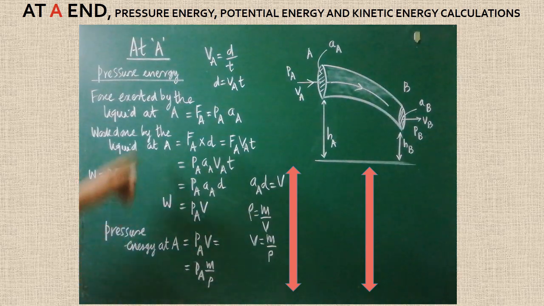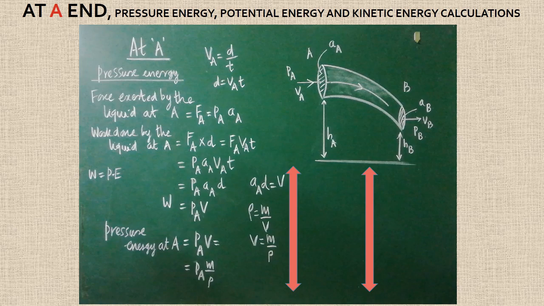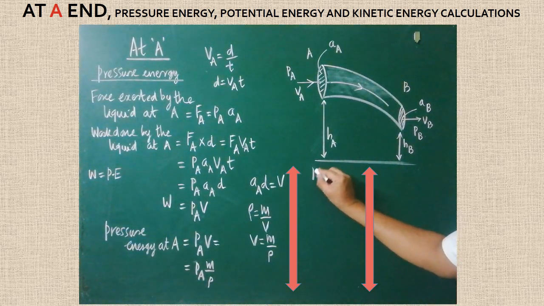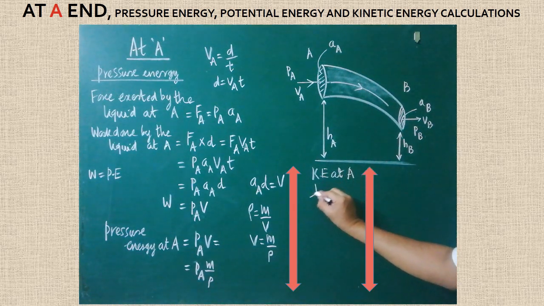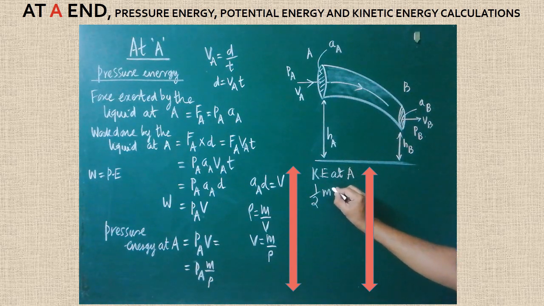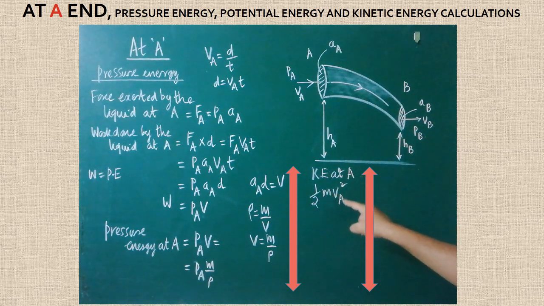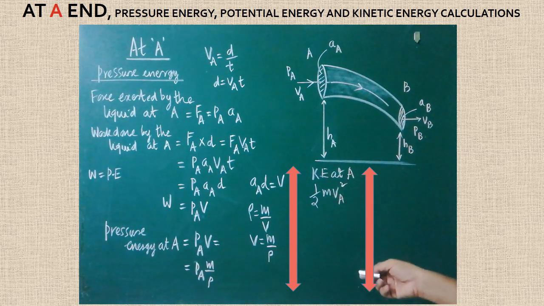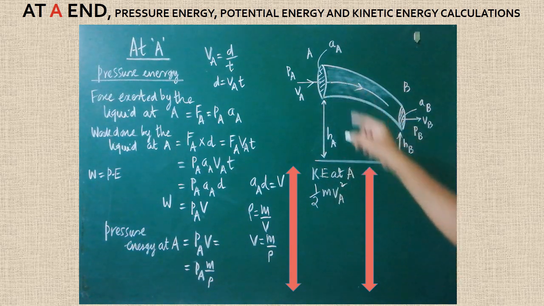Now I am deriving the expressions at A. Next I am going to derive the same kind of expression at the end B. Again I won't repeat the same steps. And here two more energies are there. What are they? Kinetic energy. Kinetic energy at A is to be calculated. What is the formula to calculate kinetic energy? Half mVA square. This is the expression, very simple one. Velocity at A must be substituted. You will get the kinetic energy of the liquid at A.